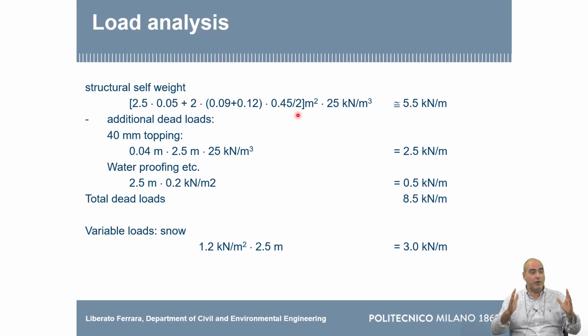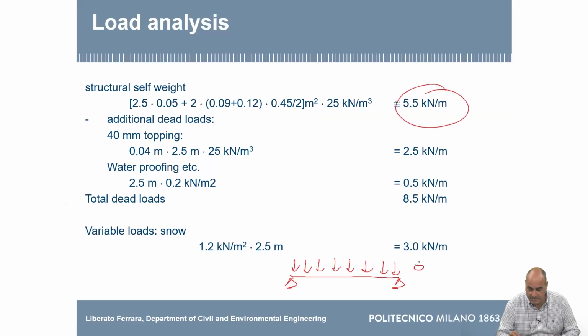This is the area of the cross section, and it comes in square meters. You multiply by the specific gravity of reinforced concrete, 25 kilonewton per cubic meter. So what you get is a self-weight per meter. This number here is what you will call G. Generally, we denote the self-weight as G for gravity. So that is your self-weight load.